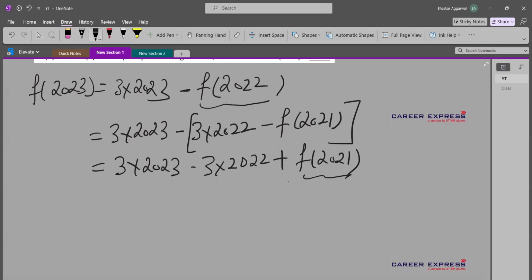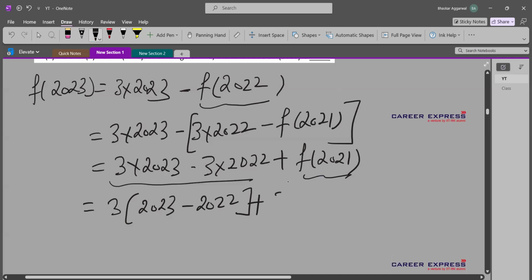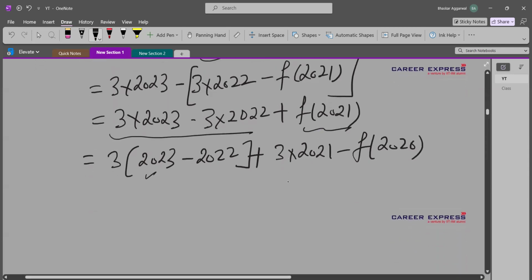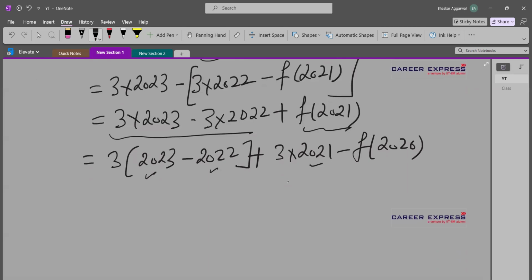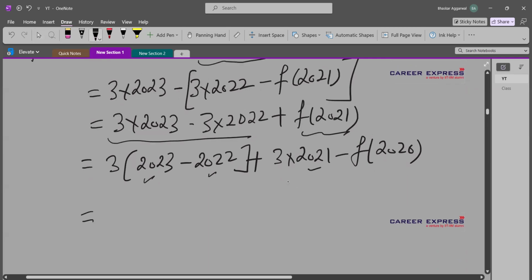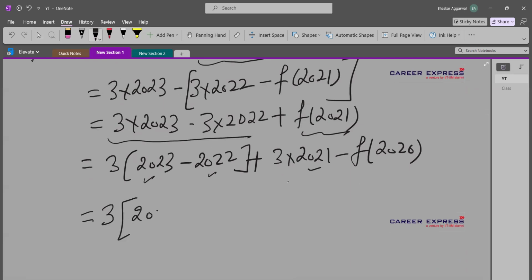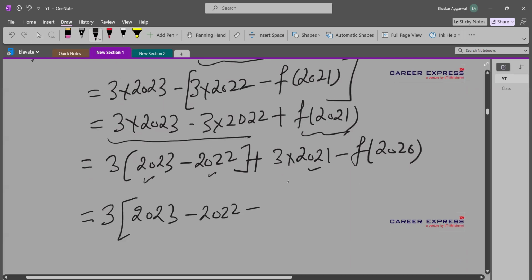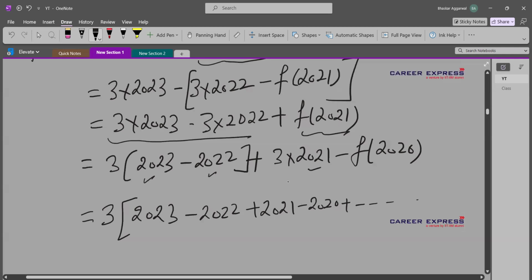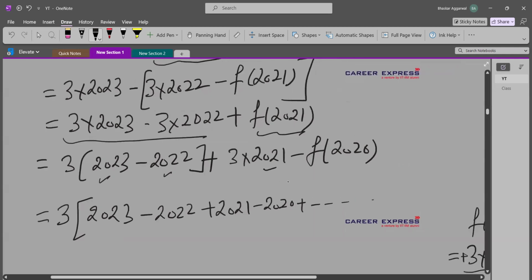So now we will write f2021 again, and I can take 3 common from these two. So 2023 minus 2022 plus 2021. So that will be again 3 times 2021 minus f2020. So now that gives us a trend. We will get all these numbers 2023, 2022 right up till 1, and then finally we will have f1. So I can simply write that trend 2023 minus 2022 plus 2021 minus 2020, and we can continue this trend till we get to 2, right?